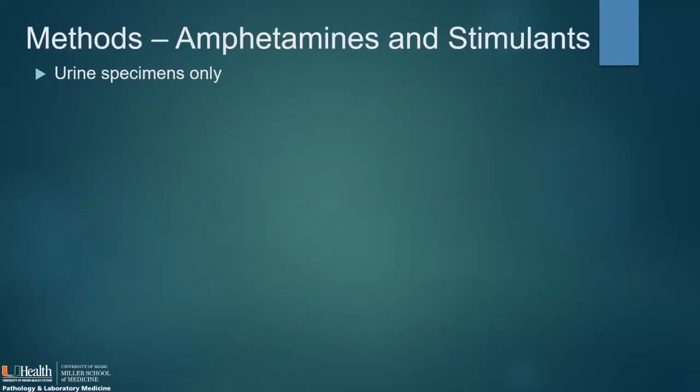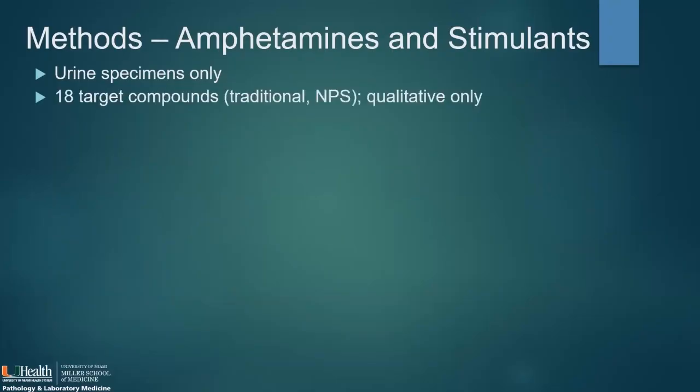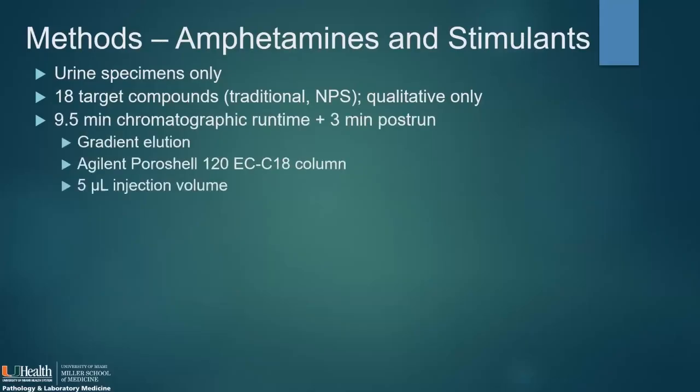So our last method that I'll be speaking about is our amphetamines and stimulants. This is for urine specimens only. We have 18 target compounds, including traditional and NPS amphetamines and stimulants. And as all my methods are today, this will be qualitative only.